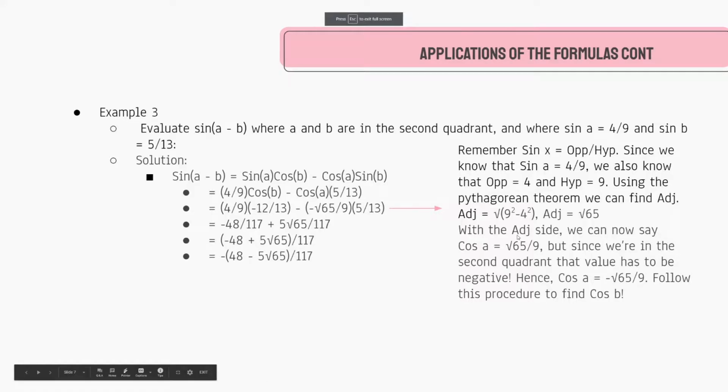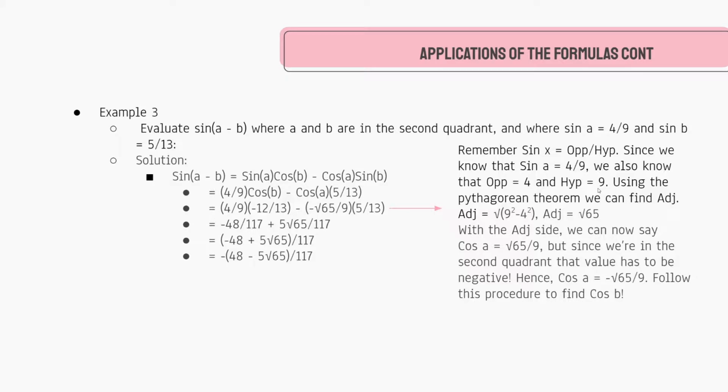With this, you might get a little bit confused, but that's why I made this little help box over here. I don't know what else to call it. So from here, what we need to remember is that sine of x refers to the relationship between the opposite side and the hypotenuse, right? Since we know that sine of a is equal to 4 over 9, we know that the opposite side is equal to 4 and the hypotenuse is equal to 9.